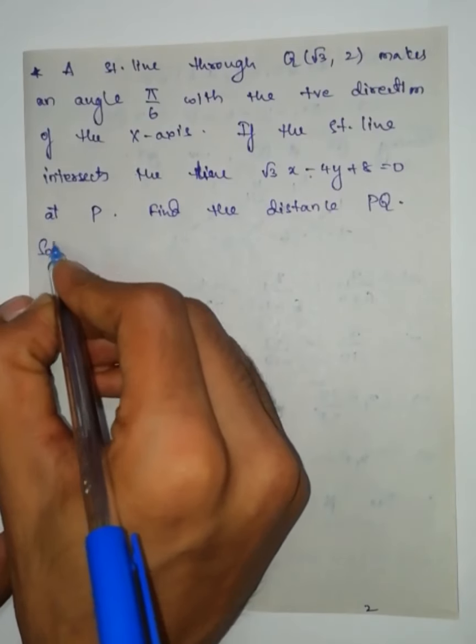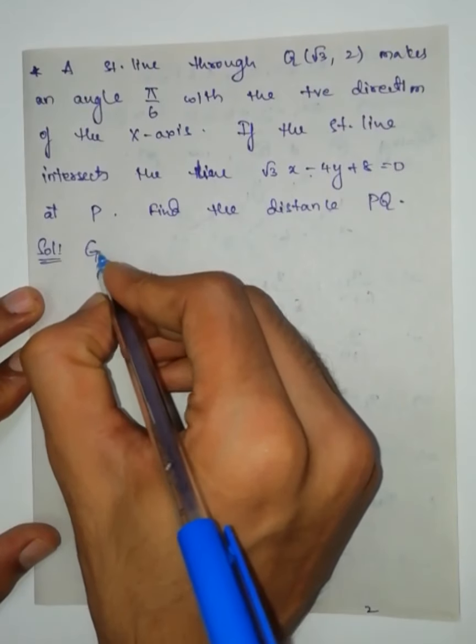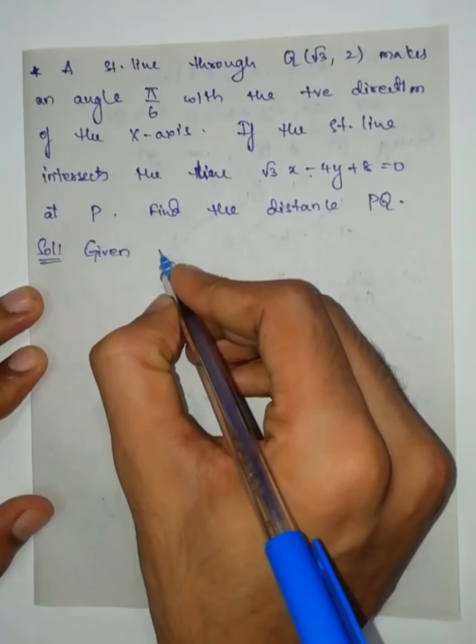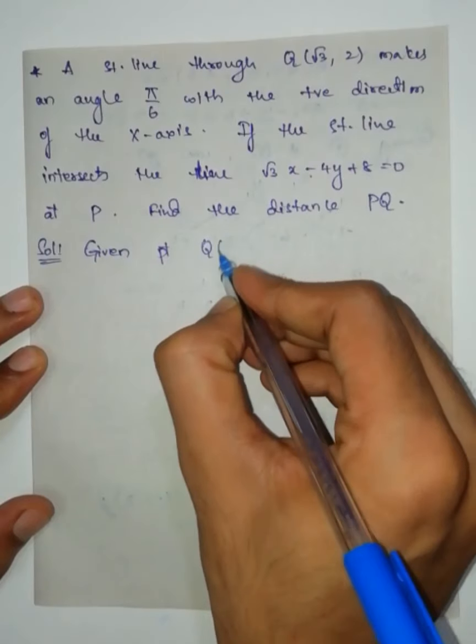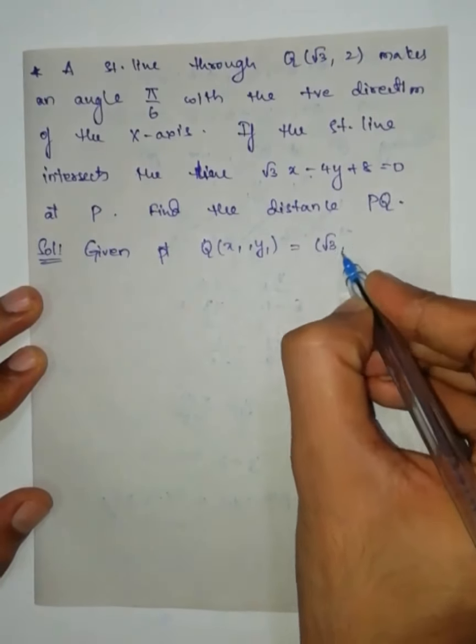Solution. What is the given point? Given point Q of x1 comma y1 is equal to root 3 comma 2.